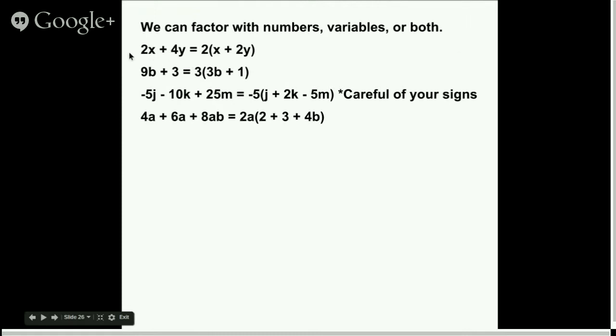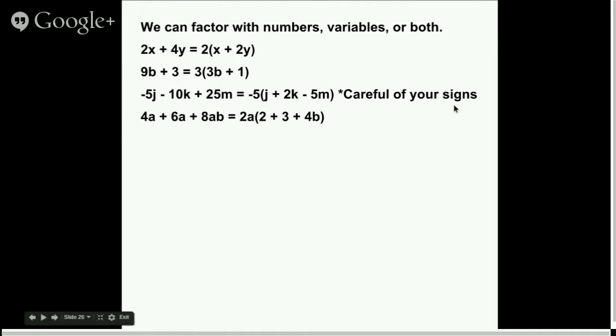So here you can pull out a 2. So I pull the 2 out, x plus 2y. Notice if I distribute the 2 again, it gives me this. If I pull a 3 out, I get 3b plus 1.